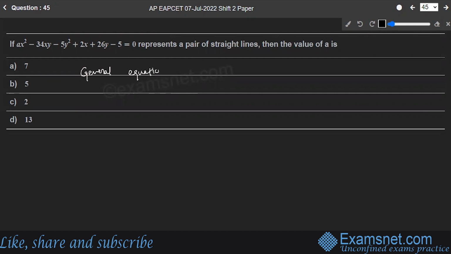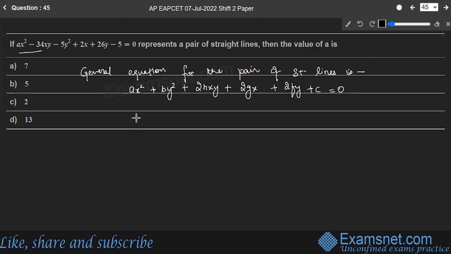The general equation for the pair of straight lines is given by ax squared plus by squared plus 2hxy plus 2gx plus 2fy plus c is equal to 0. And we are given this equation, which is ax squared minus 34xy minus 5y squared plus 2x plus 26y minus 5 is equal to 0.